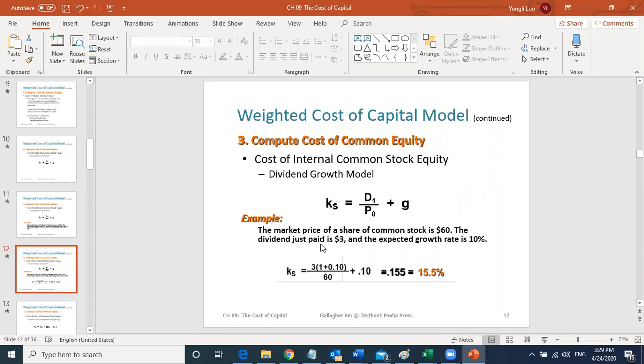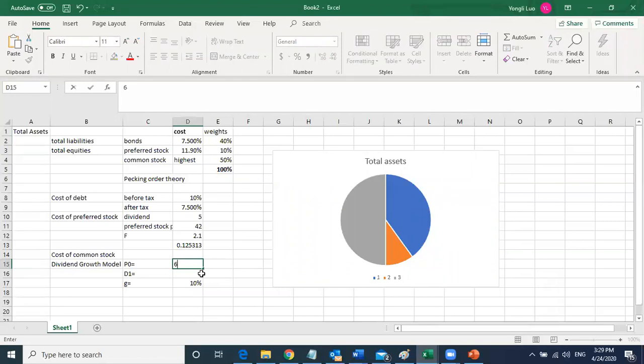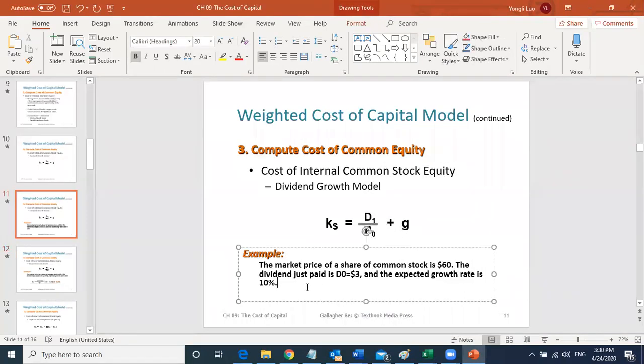The current dividend just paid is $3, right? Okay, so we have $60, and the current dividend. Notice that in the formula we are going to use D1, it's not D0. So what is D1? D1 equals D0 times 1 plus G%, because the dividend increases G% every year, right? So every year they increase G%.